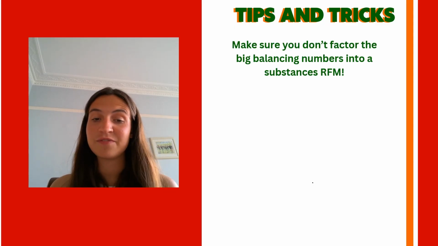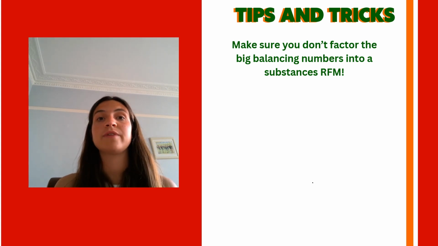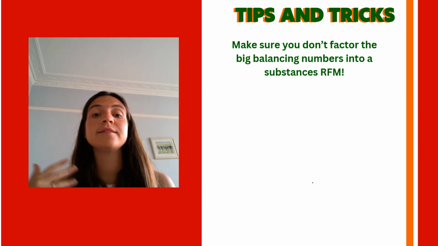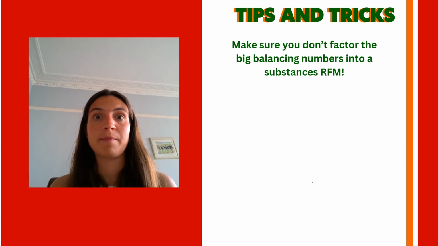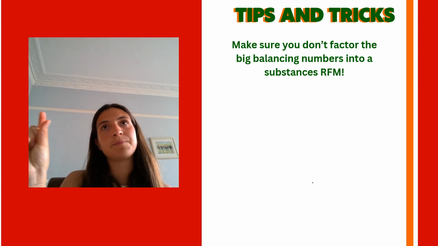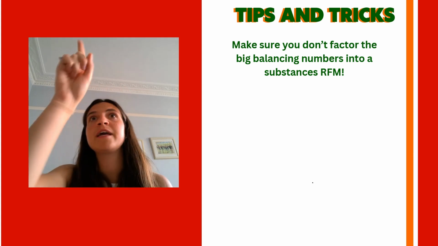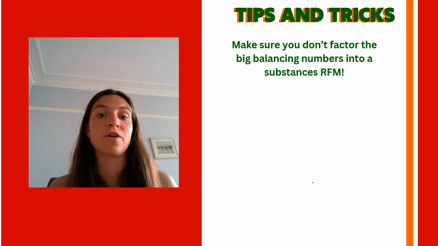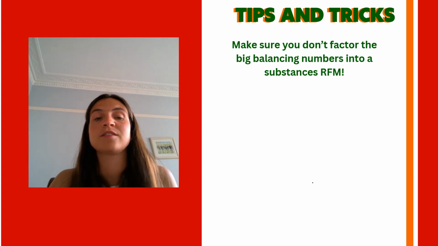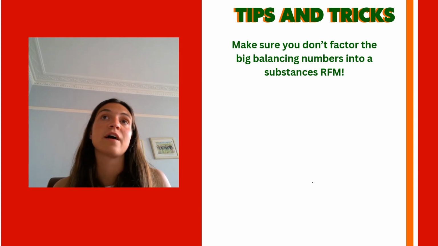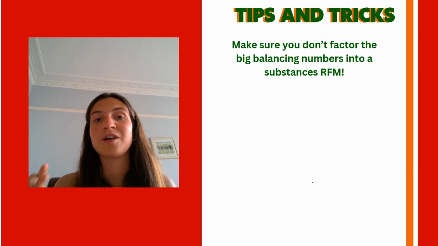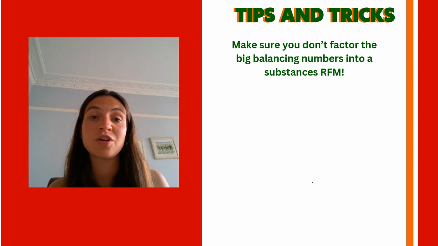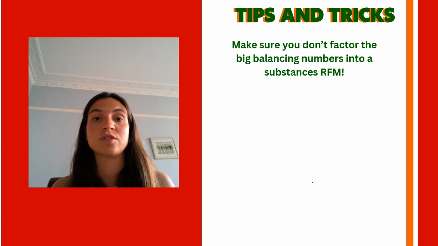Okay, some tips and tricks for this video. So firstly, make sure you don't factor those big balancing numbers in front of your formula into the substance's relative formula masses. Remember, it's the subscripts that you are looking at. If you have a big 2Na, you don't multiply the relative atomic mass of sodium by 2 to get its relative formula mass. You just leave it. However, if you had something like O2 with the subscript 2 at the bottom, then you do need to multiply oxygen's relative atomic mass by 2 to get the relative formula mass for your oxygen molecules.